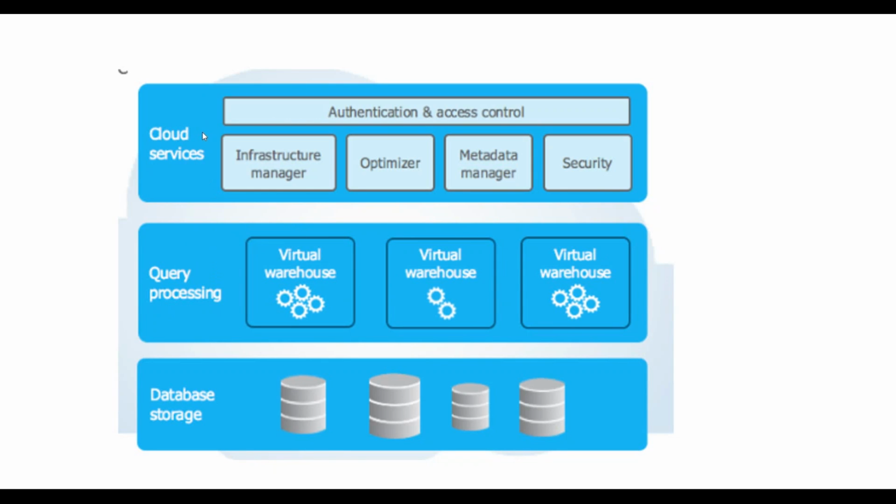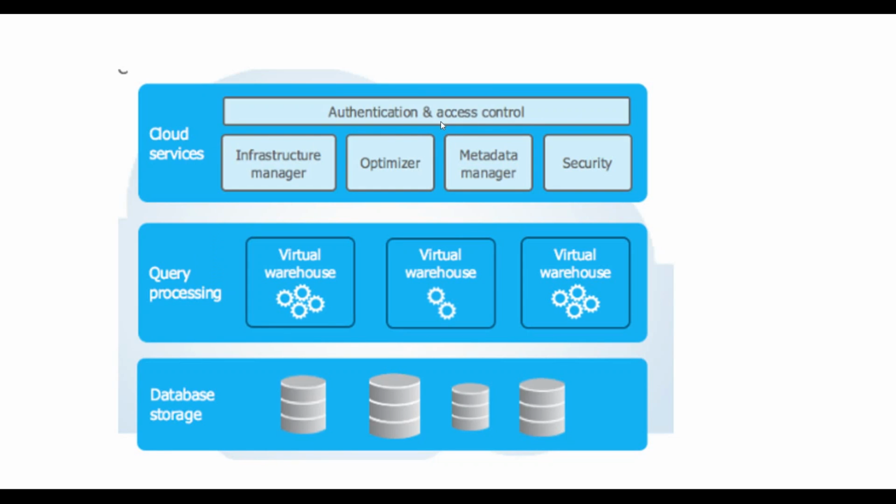And there is one more layer, the cloud services layer. Okay, this is like the brain of the Snowflake architecture. It will maintain everything. Even though data is stored in the database storage and queries will be executed by virtual warehouses, everything should be organized by the cloud services layer only, like authentication and access control. That means whenever you put your user ID and password, you should be able to log into your Snowflake account, right? So the authentication process will be taken care of by the cloud services layer.